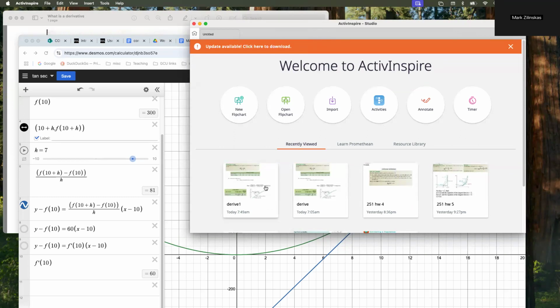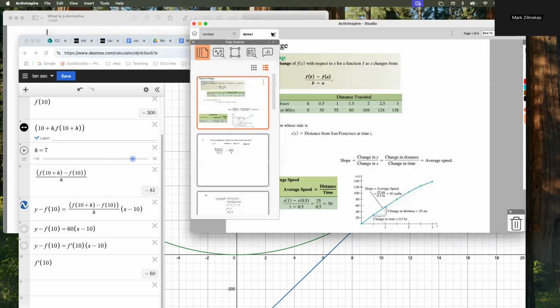Oops, what did I do there? I want to open that back up. Close that browser there.